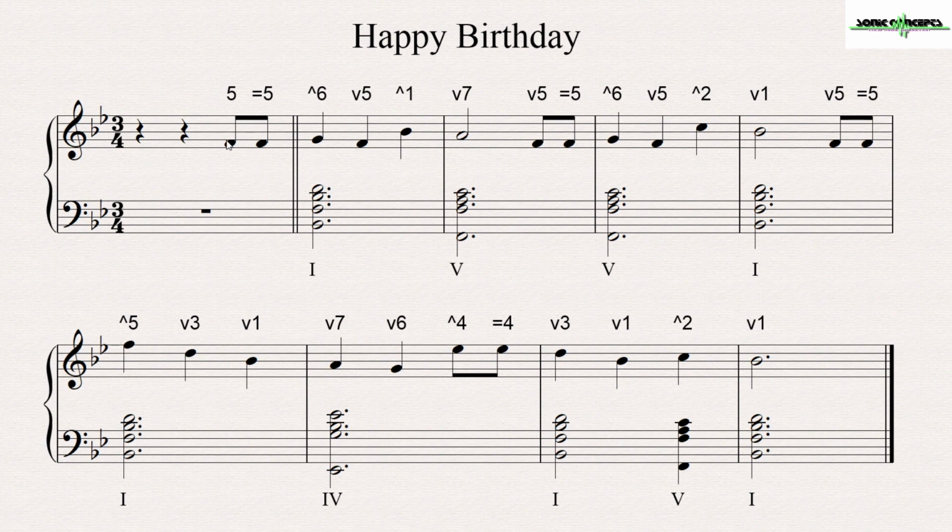For example, this note F is the 5th scale degree of the B-flat major scale, the parent major scale. Notice the 5. The following note, F, is the same note, so it's also 5, and it has an equal sign. The equal sign simply means it's on the same line or space as the note preceding it. The next note is G, the 6th scale degree of the parent major scale, and notice it's the G above the preceding note, F, so it has this symbol pointing up.